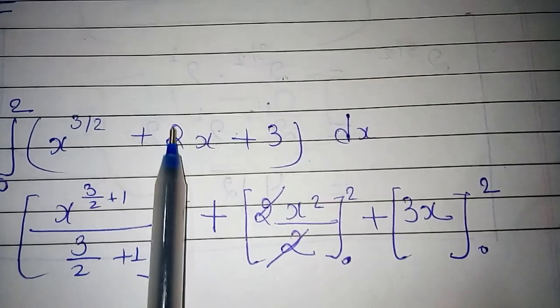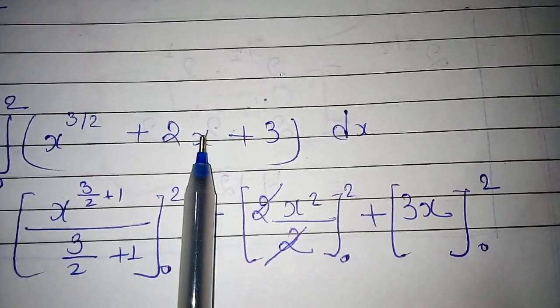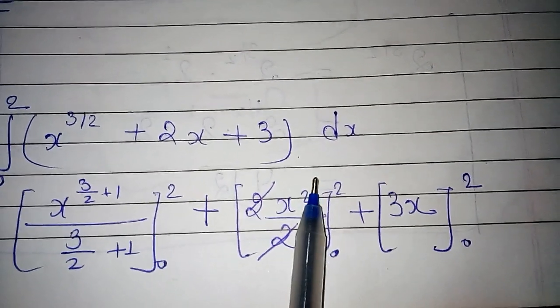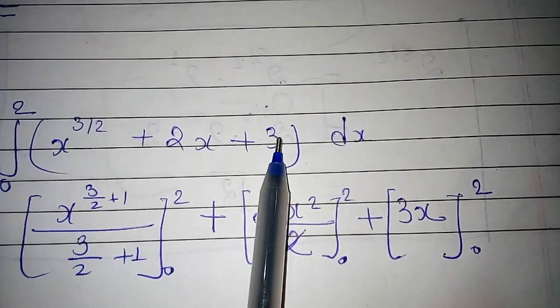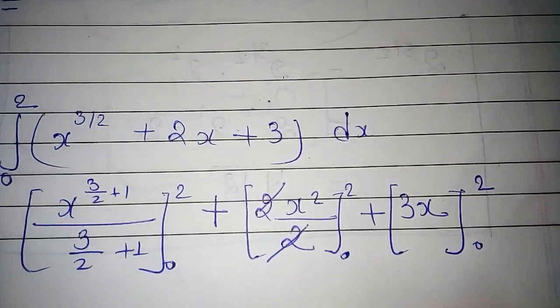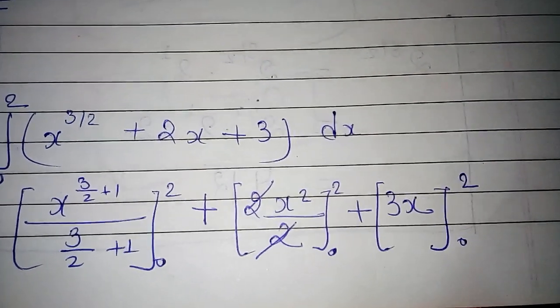Plus 2 is constant. What is the integration of x? x square by 2. This 2 and this 2 will be cancelled out, with the limit 0 to 2. Now next, what will be the integration of this 3 with the limit 0 to 2? Now this is your homework question. Try to find the answer of this question.